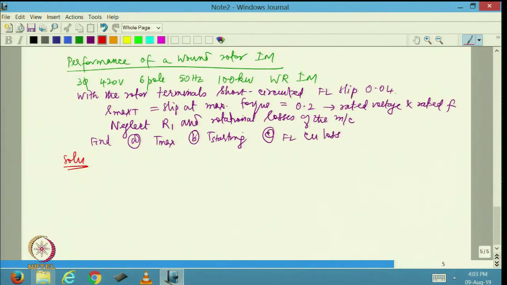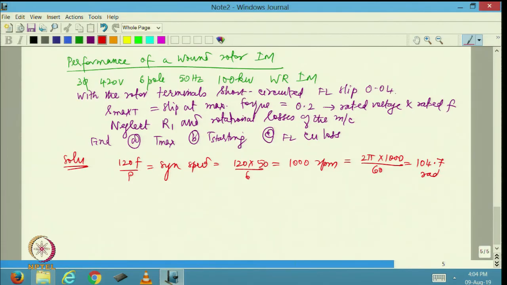Okay. So, let us see, it is a 6 pole 50 hertz induction motor. So, 120 f by P is synchronous speed. This is going to be 120 multiplied by 50 divided by 6, that is 1000 RPM. If I want to convert this into radians per second, I should say 2 pi multiplied by 1000 divided by 60, which will come out to be 104.7 radians per second. So, I have the synchronous speed with me. This is what is omega s.